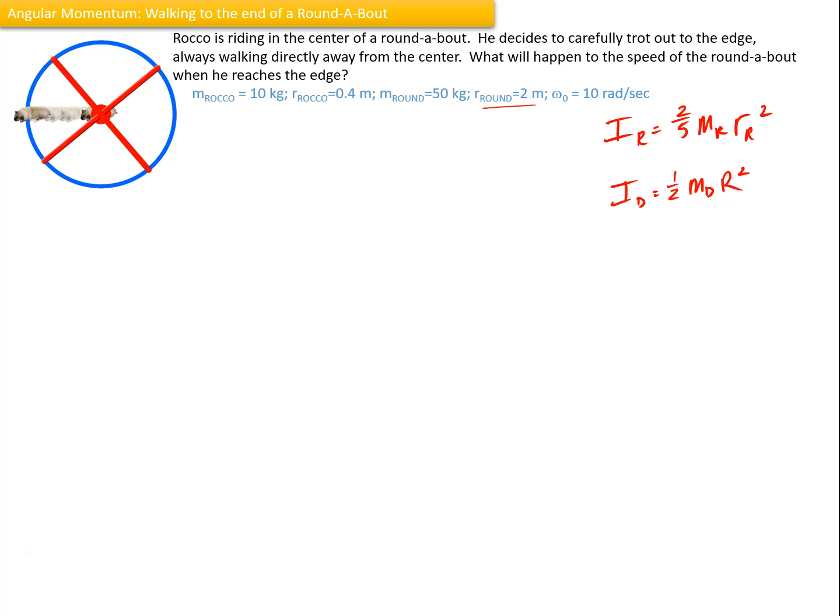Let's set up our conservation equation and see if we have to do anything else with our moments of inertia. Again, in the beginning, we have the angular momentum of the disk, or the roundabout, plus, I'll call it disk because otherwise there'd be too many R's, the moment of inertia of Rocco. That is going to equal the angular momentum of the disk at time 2 plus the angular momentum of Rocco at time 2.